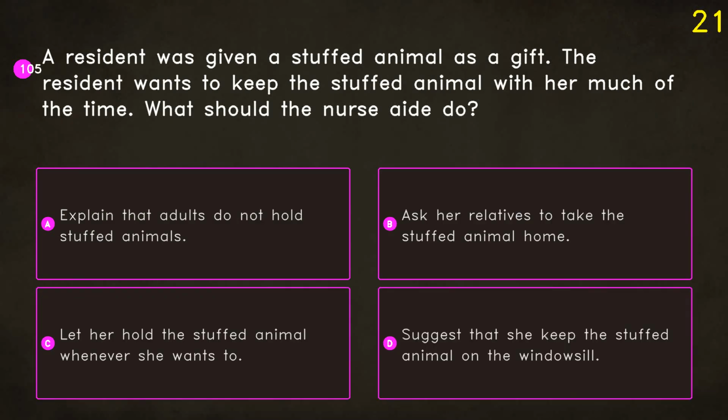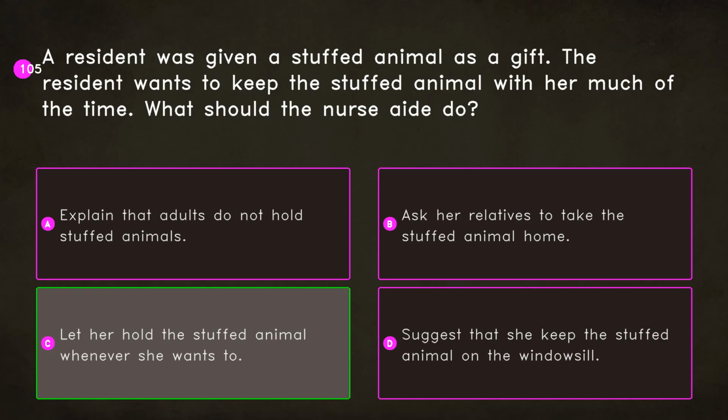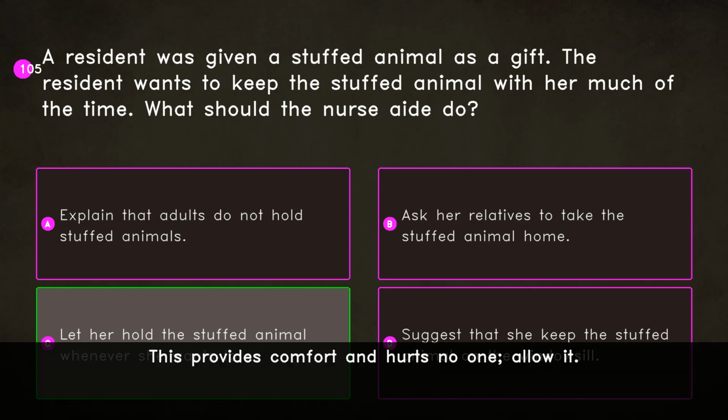Question 105. A resident was given a stuffed animal as a gift. The resident wants to keep the stuffed animal with her much of the time. What should the nurse aide do? A. Explain that adults do not hold stuffed animals. B. Task her relatives to take the stuffed animal home. C. Let her hold the stuffed animal whenever she wants to. D. Suggest that she keep the stuffed animal on the windowsill. The correct answer is let her hold the stuffed animal whenever she wants to. This provides comfort and hurts no one. Allow it.